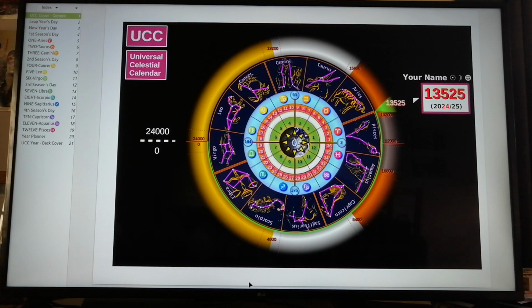Okay, so if you open up your PDF, you'll see that on the front cover, we're showing the structure of the calendar. In the center is the Tropical Zodiac. Around here is the sidereal zodiac, and then the outer ring is the Yuga cycle, the 24,000 year cycle of the precession of the equinoxes, which is what the year number here in the calendar is based on.